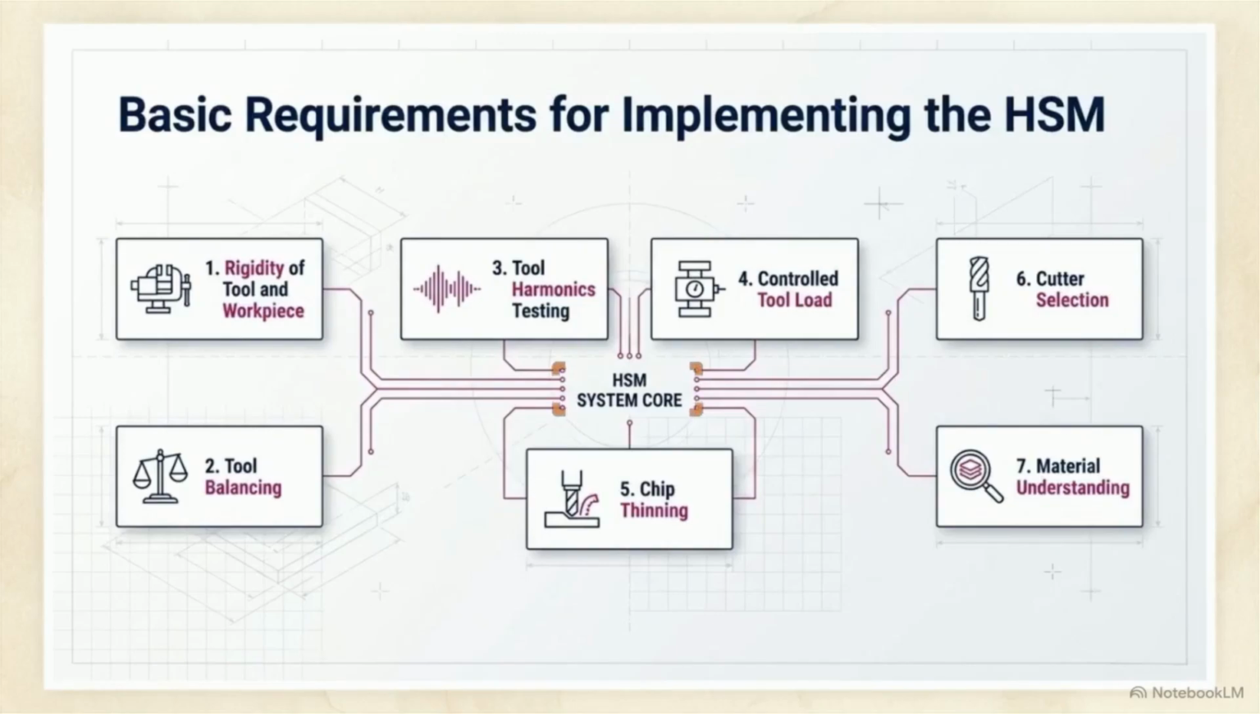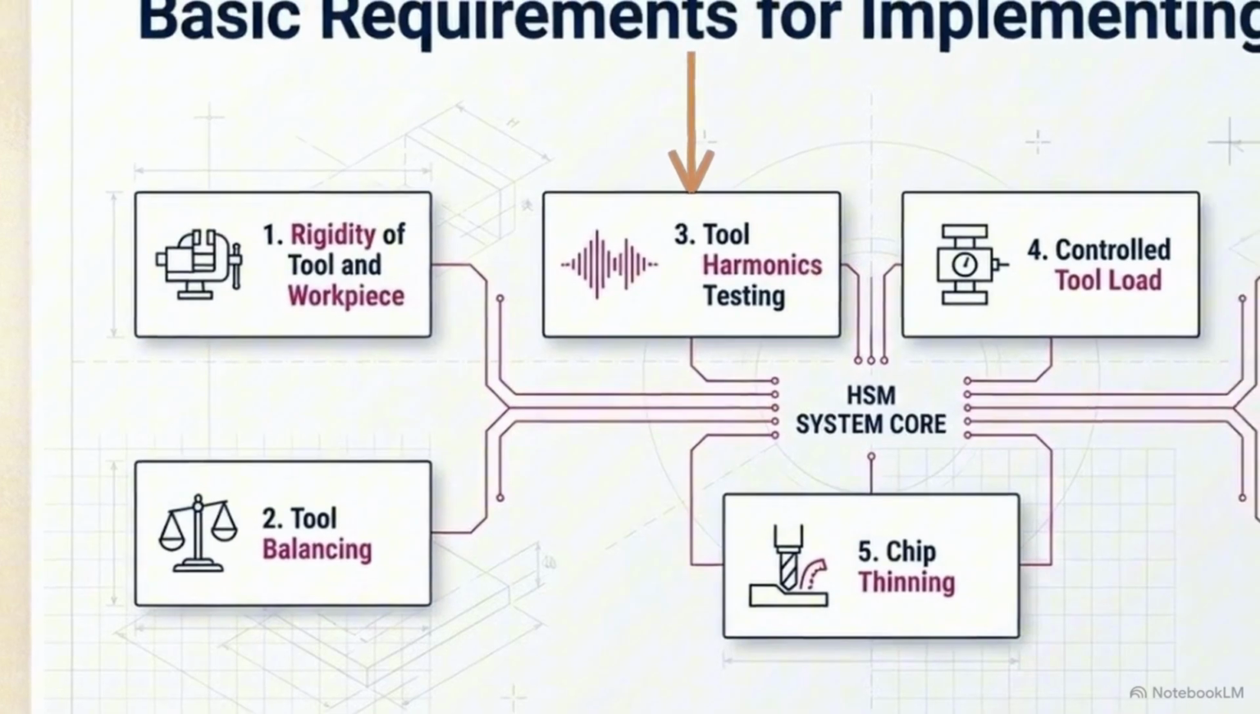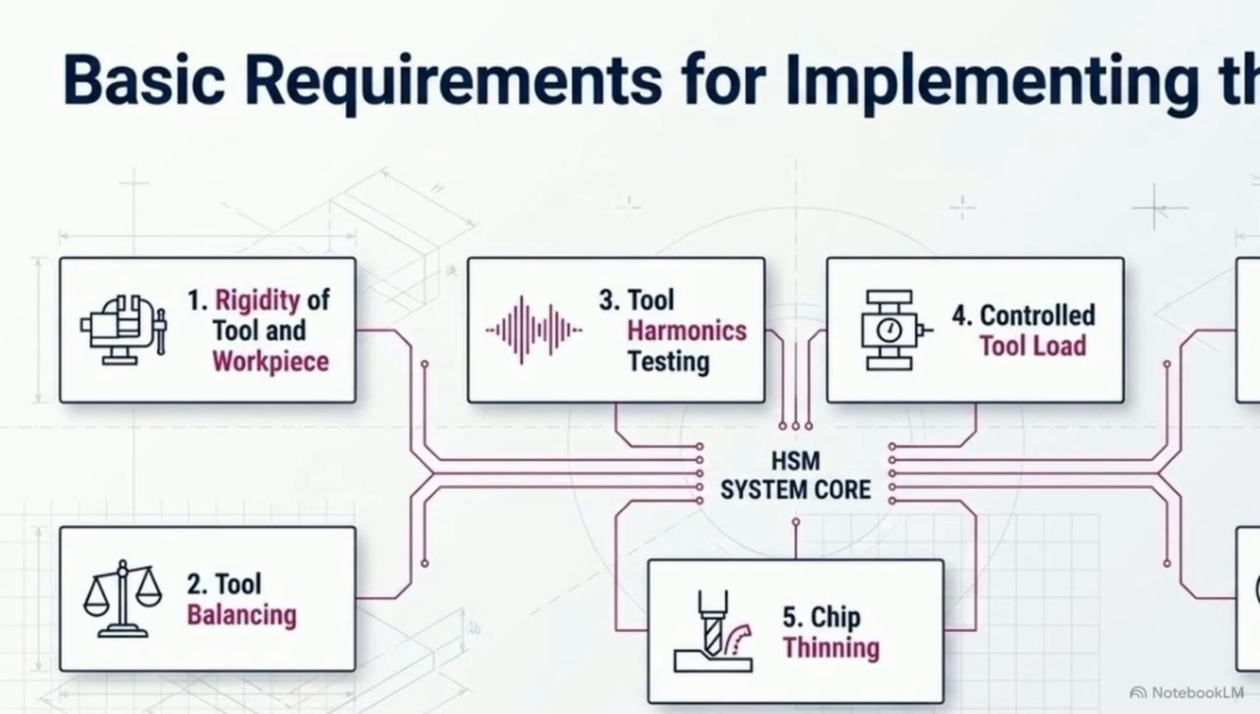The first pillar is the rigidity of the tool and workpiece. Standard clamping is insufficient against the extreme lateral forces generated at high speeds. Second is tool balancing. At high RPMs, even microscopic weight asymmetries create catastrophic mass variations. Third is harmonics testing. Programmers must avoid the natural resonant frequencies that can tear machine joints apart.